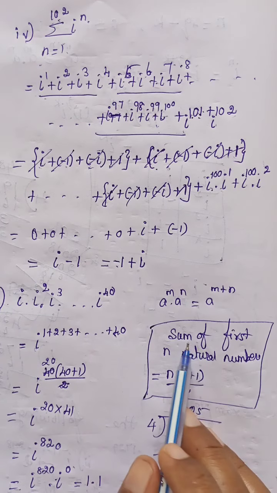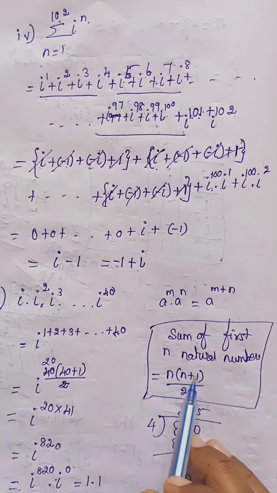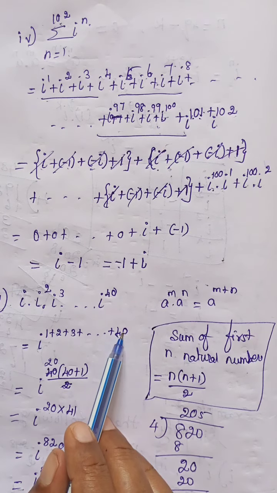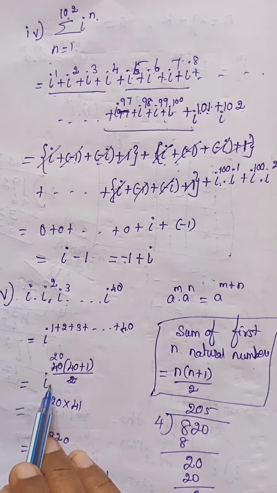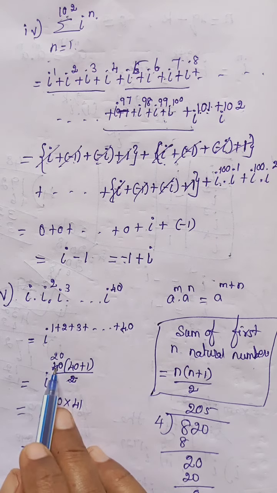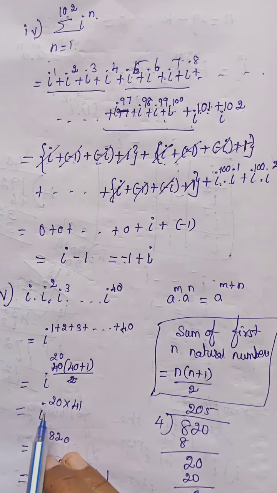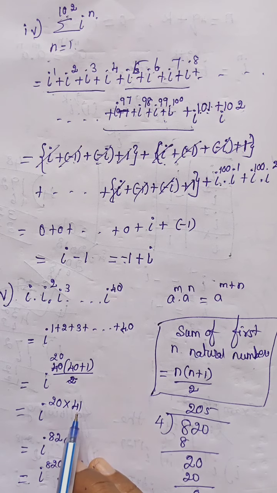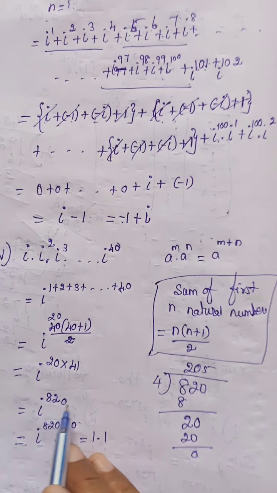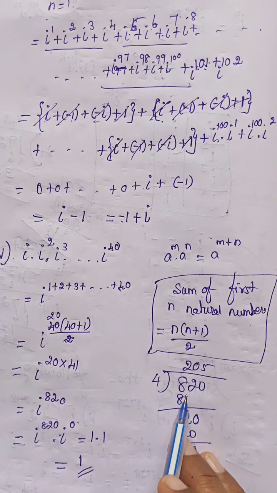We know the formula for the sum of the first n natural numbers, that is n into n plus 1 divided by 2. So here the value of n is 40. So i power 40 into 40 plus 1 divided by 2. See, both are divisible by 2. So 1, 2 is 2, here 20. That is i power 20 into 41. See, 41 into 2 is 82. 820. Now this we have to divide and check.